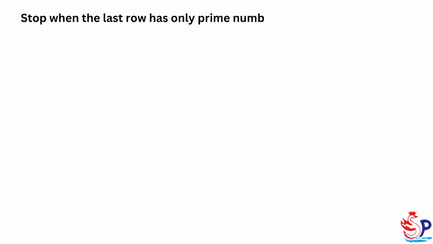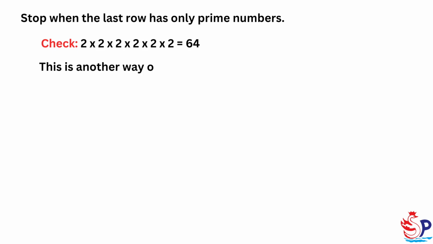Stop when the last row has only prime numbers. Check. 2 multiplied by 2 multiplied by 2 multiplied by 2 multiplied by 2 multiplied by 2 equals 64. This is another way of writing prime factorization.